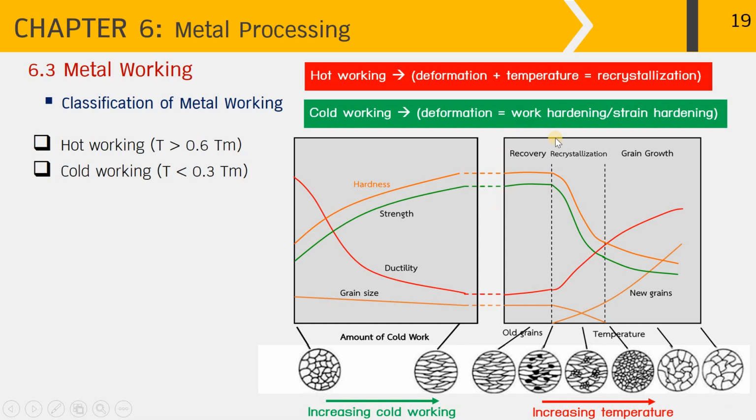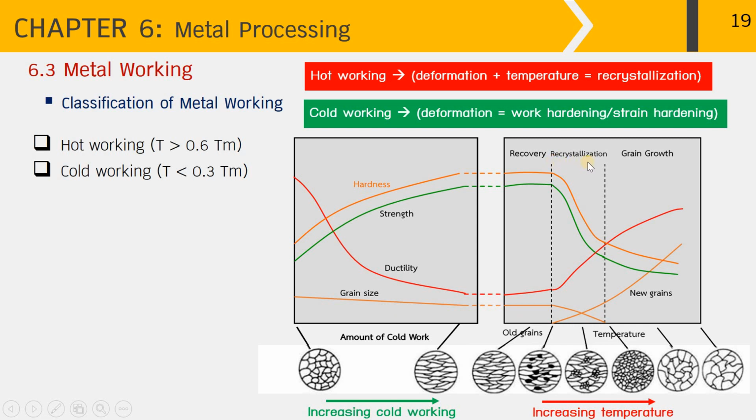Within this diagram, it can be divided into 3 regions from the dashed line over here. The first region is the recovery. That is, the metal product has been subject to temperature, but the temperature is not too high, it's less than 30% of the melting point. So the metal product can retain its hardness and strength at a high level in this recovery range. We can probably see the old grains as previously observed in the cold working condition.